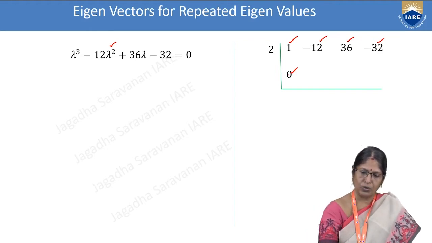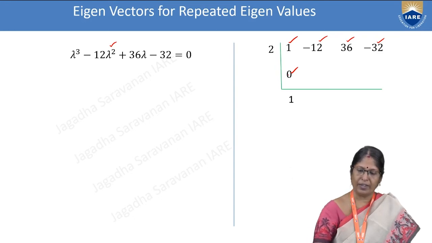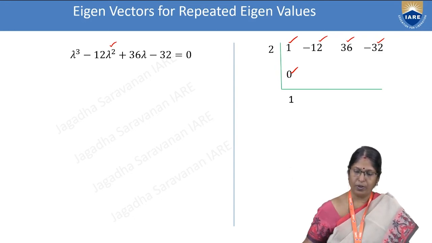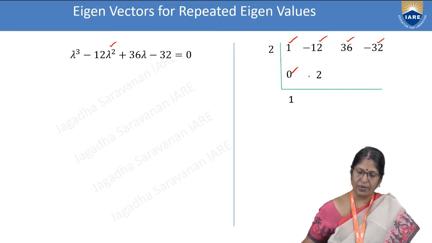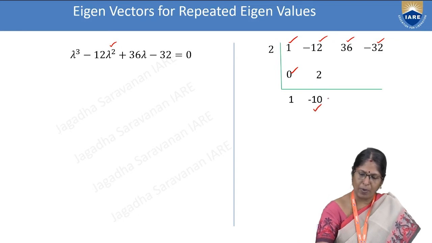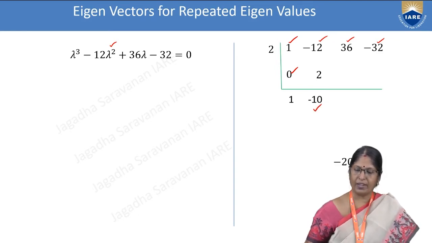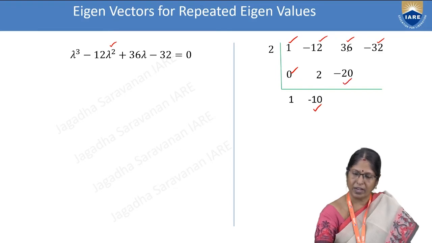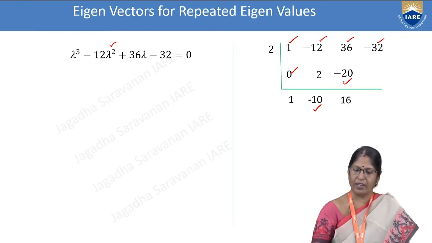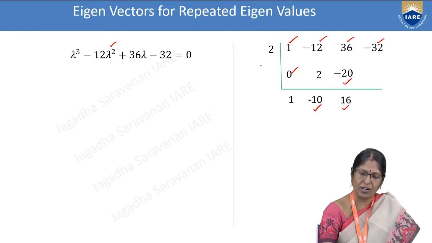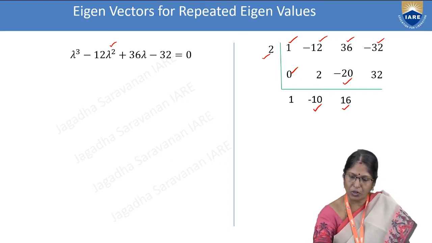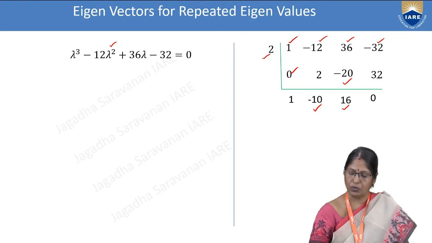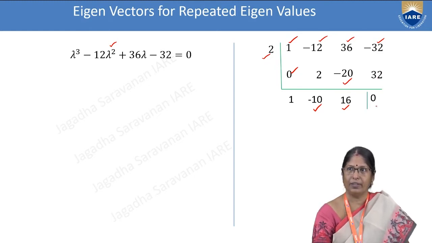Then 1, 0, 1 plus 0, we are getting 1. 1 into 2, we are getting 2. Minus 12 plus 2, we are getting minus 10. Minus 10 into 2, we are getting minus 20. Next 36 minus 20, we are getting 16. So 16 into 2, we are getting 32. So minus 32 plus 32, we are getting 0. Yes, this 2 if you are taking, it satisfies.